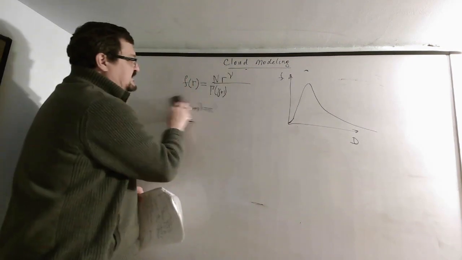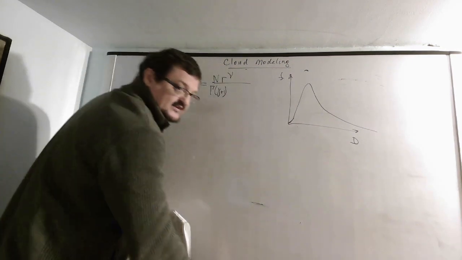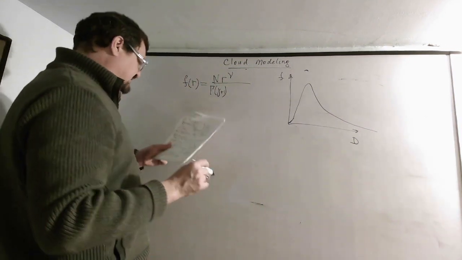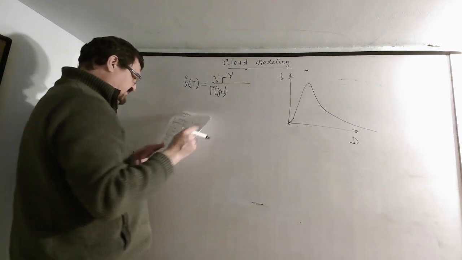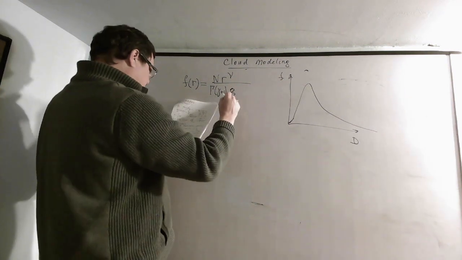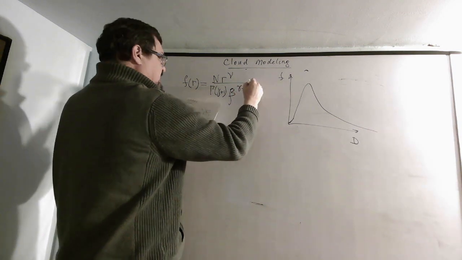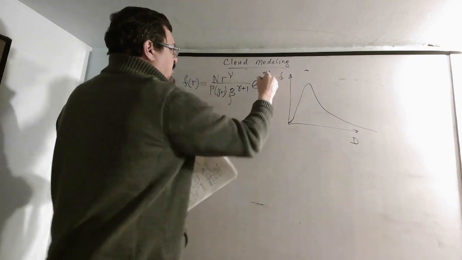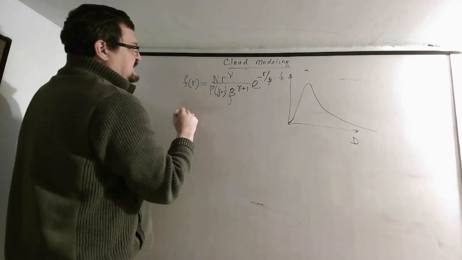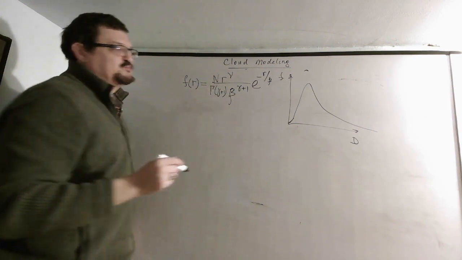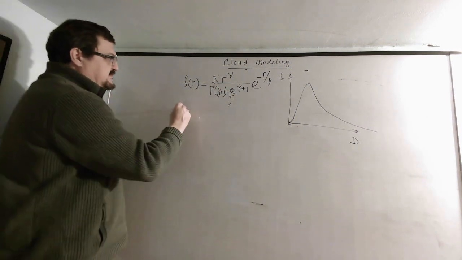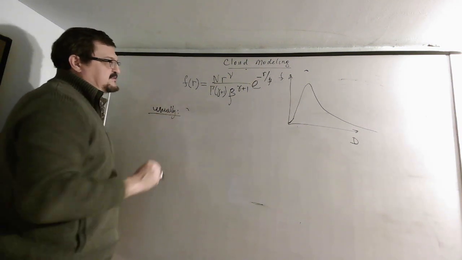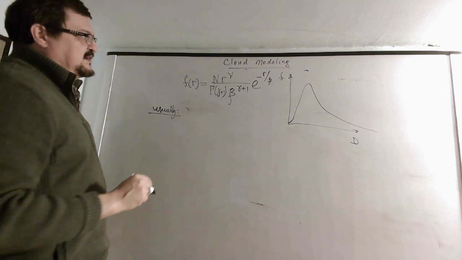But for things like on a computer, you can easily compute this function. It's one of the intrinsic functions that are provided with your compiled language. So this is an easy function to compute. Times beta to the power of gamma plus 1, e to the power minus r over beta. Where beta and gamma are two parameters of gamma distribution. Usually gamma is fixed. In that case, it's two-moment microphysics, only 2 moments required to compute everything.